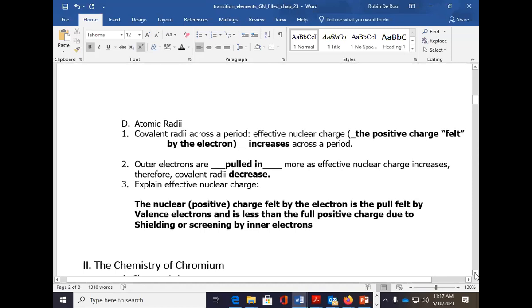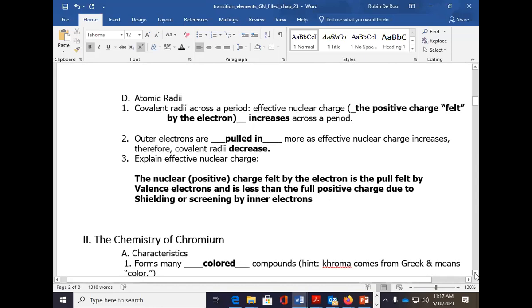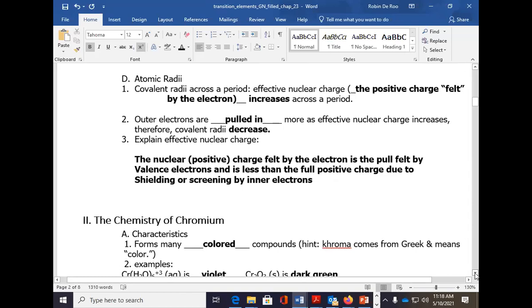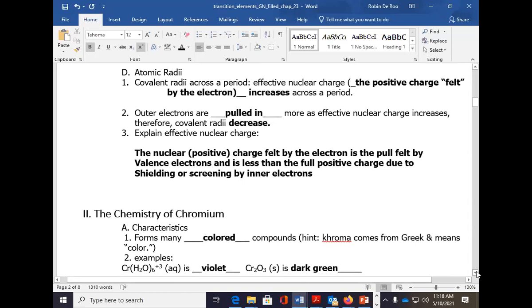Now we're going to look at chromium. So we've got colored compounds. That's how chromium got named, from the Greek. You don't need to know what color is which. These are just some examples. It just shows you that different compounds have different colors.